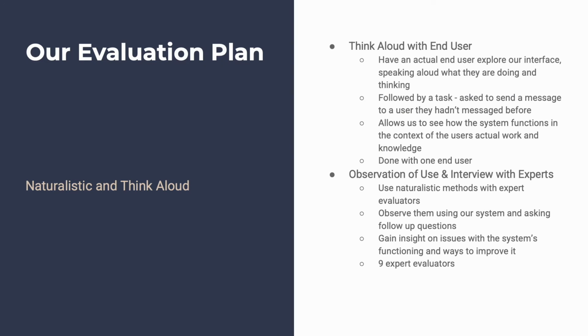We use two methods: the think aloud method and two naturalistic methods, observation of use and interview with experts. For the think aloud method, we ask the user to explore the prototype and to talk about their user experience with our product. Once the user has finished this, we ask the user to complete the task of sending a message to a new person. For the naturalistic methods, we ask the experts to use our system while we observe how they use it, and then we interview the experts about their user experience.